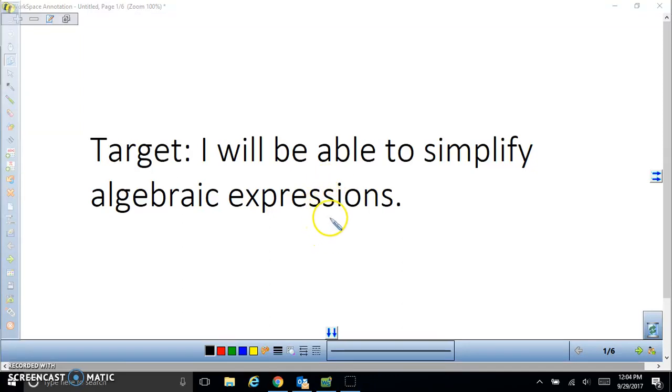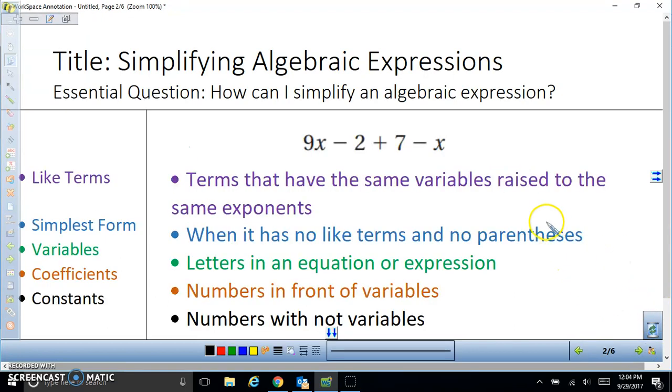Hey gang, today we are going to be talking about simplifying algebraic expressions. So let's go ahead and get started. You should have your notebooks out, and we're going to title this Simplifying Algebraic Expressions. Your essential question is, how can I simplify? How can you simplify an algebraic expression?